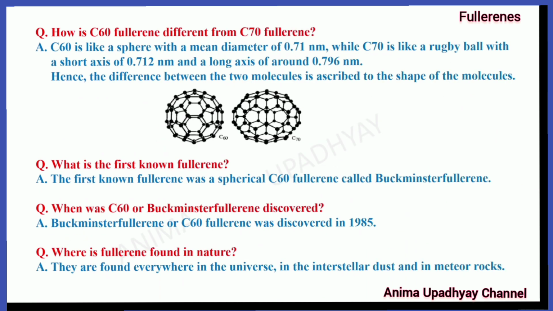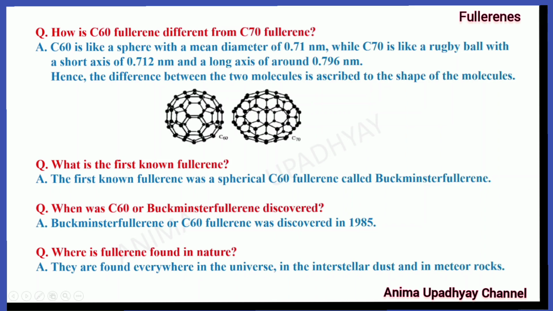How is C60 fullerene different from C70 fullerene? C60 is like a sphere with a mean diameter of 0.71 nanometer, while C70 is like a rugby ball with a short axis of 0.712 nanometer and long axis of around 0.796 nanometers.